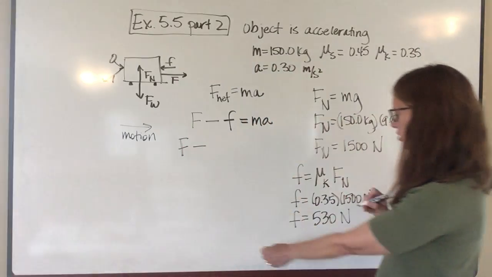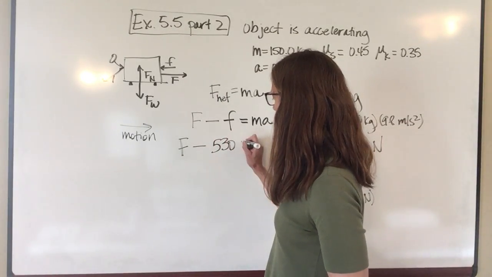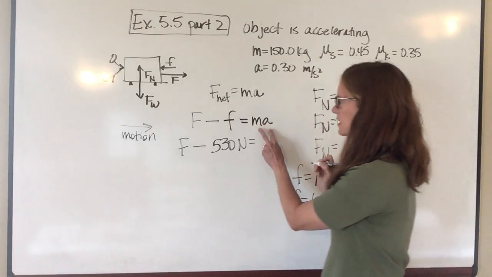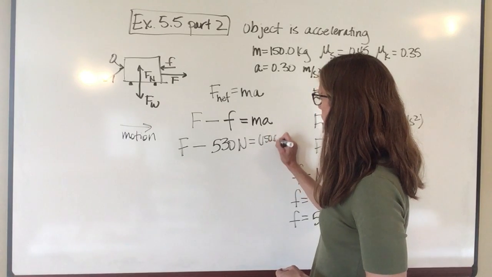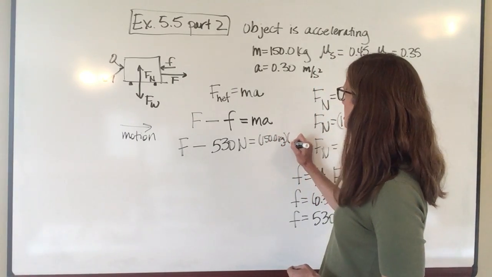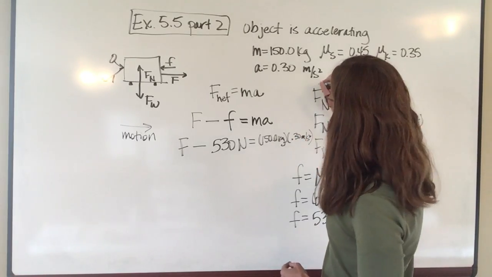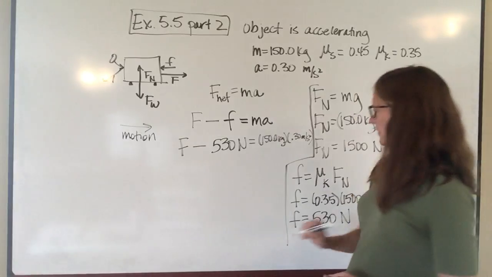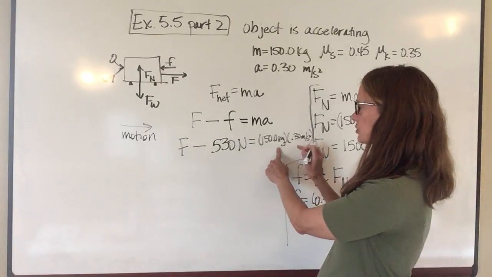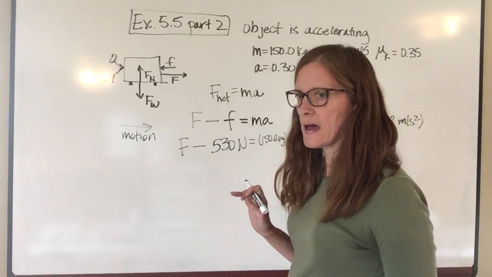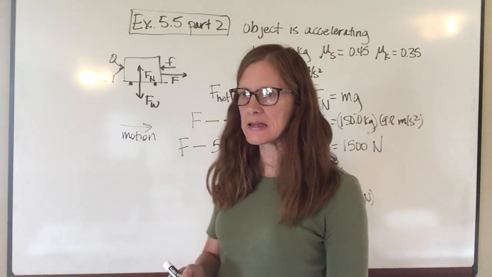I have to subtract off the frictional force, which I just figured out was 530 newtons. It's going to be equal to the mass times the acceleration. Well, I know that the mass is 150 kilograms, and I know that it's accelerating at 0.30 meters per second squared. I never do quite leave enough room for that, do I? Okay, so that's going to be equal to that.